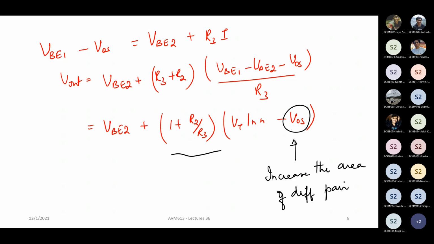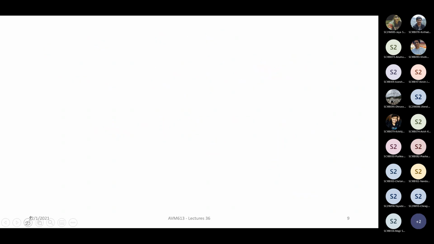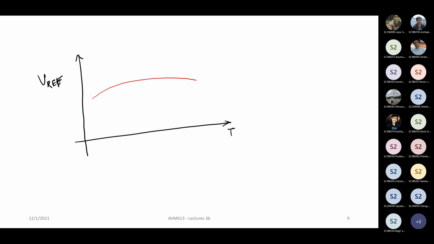That is the most straightforward technique that is possible. You can do chopping and other things, but then it may lead to a lot of other artifacts. Now, although on paper this looks like a very neat straight line, in practice, if you simulate it and plot the VREF across temperature, you would expect a perfect straight line. But typically there will be a small curvature.